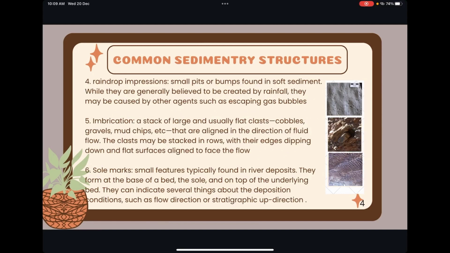The next one is imbrication, which is a stack of large and usually flat clasts, cobbles, gravels, or mud chips that are aligned in the direction of fluid flow. The clasts may be stacked in rows with their edges dipping down and flat surfaces aligned to the face of flow. This one also can provide information about the flow of the fluid. The next one is sole marks, which are small features found in river deposits. They form at the base of a bed, the sole, and on top of the underlying bed. They can indicate several things about deposition conditions, such as flow direction and stratigraphic up direction.